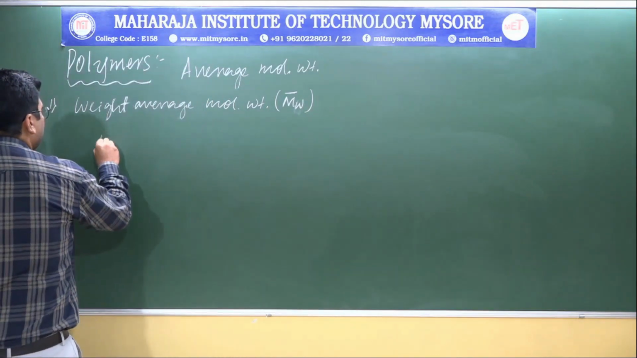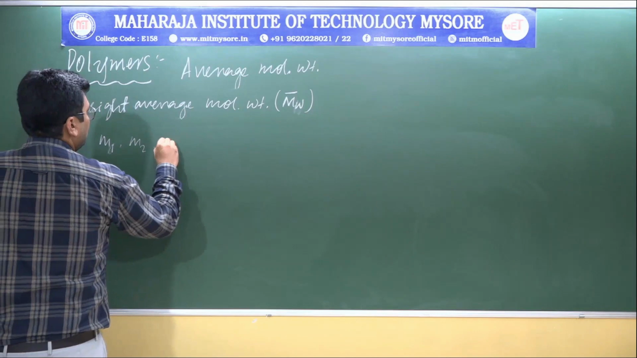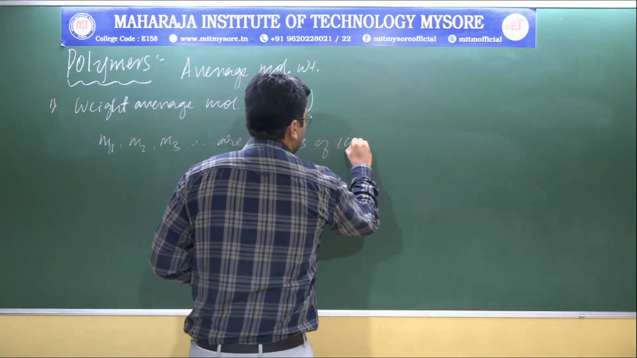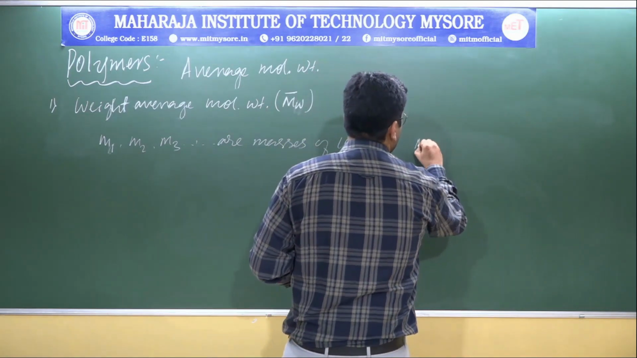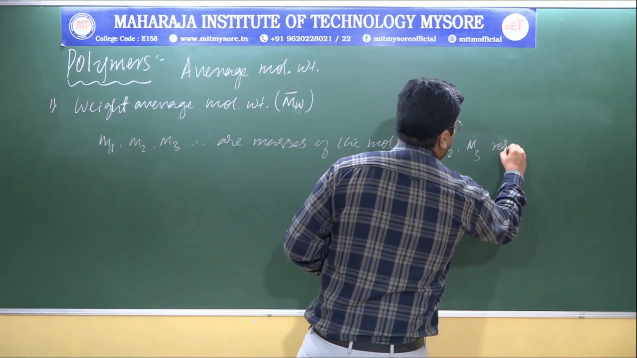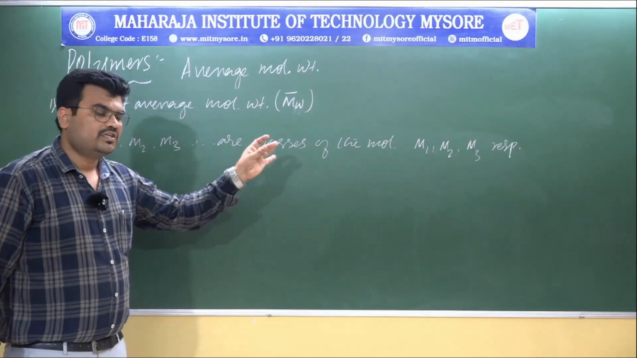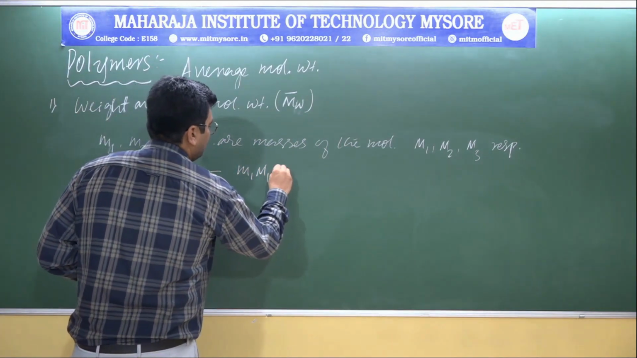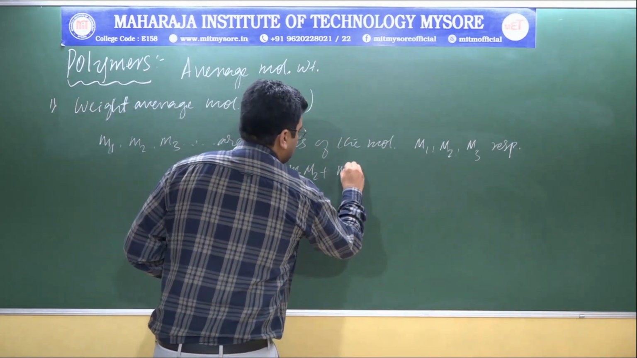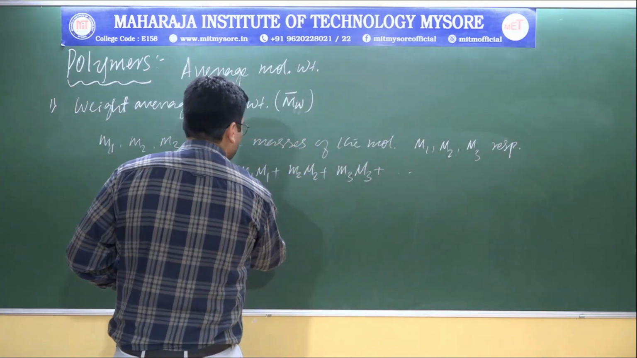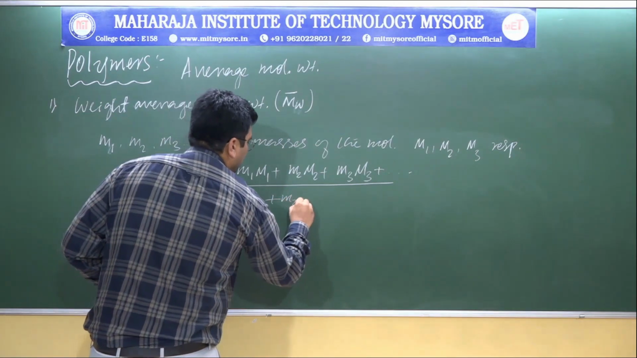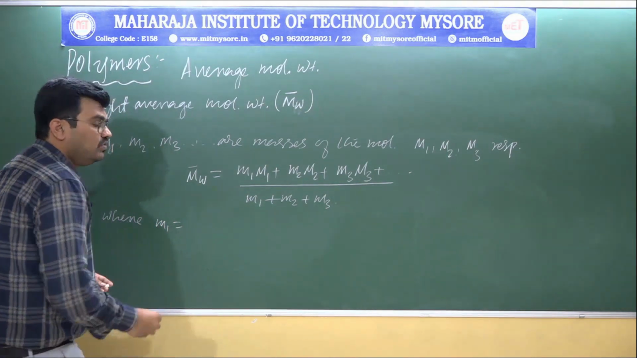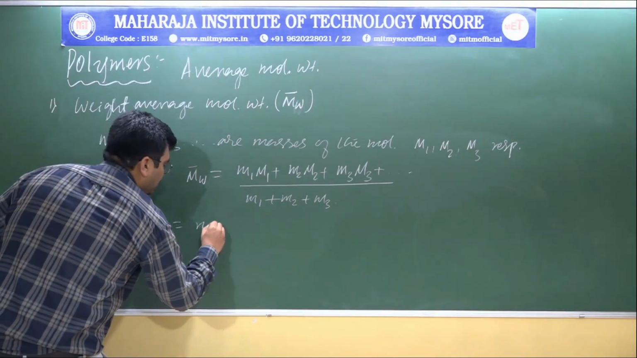So here, if m1, m2, m3 and so on are the masses of the molecules having molecular mass M1, M2, M3 respectively, then weight average molecular mass can be given as MW bar is equal to m1 plus m2 plus m3 and so on, divided by m1 plus m2 plus m3. Where m1 is equal to n1 into M1.